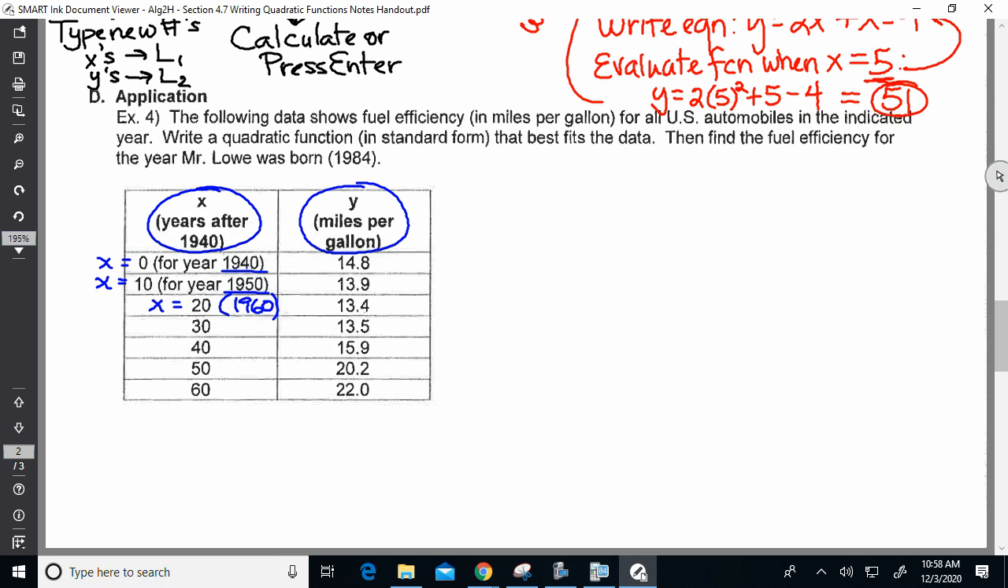Then again, in 1940, gas was 50, 60 cents too. So take it for what it's worth.